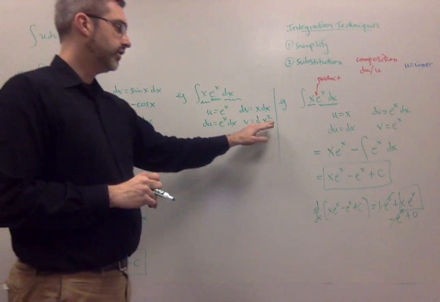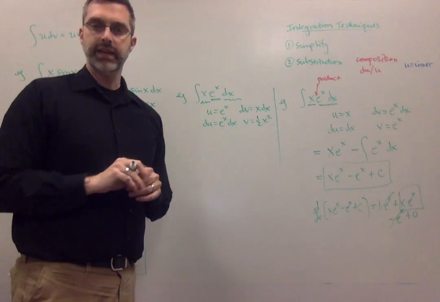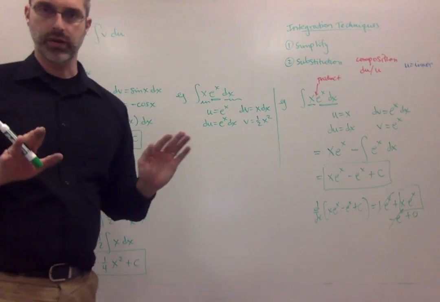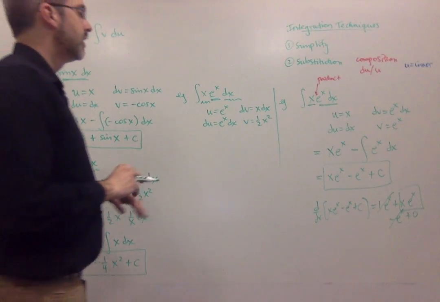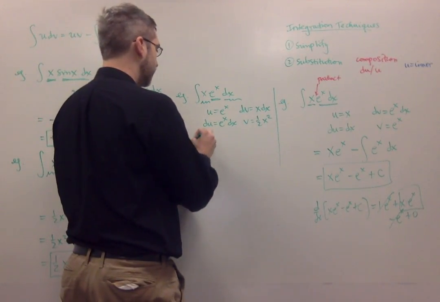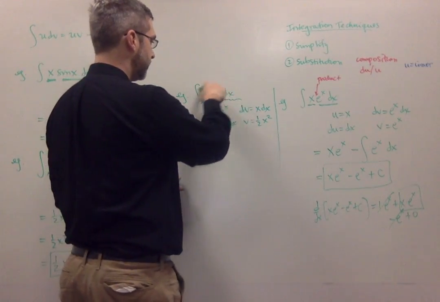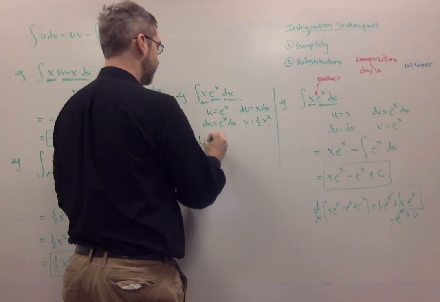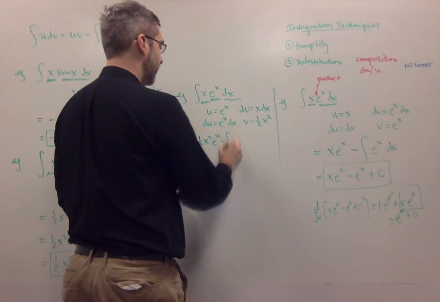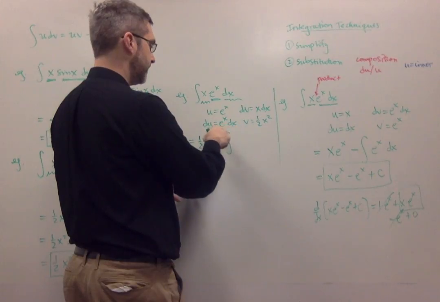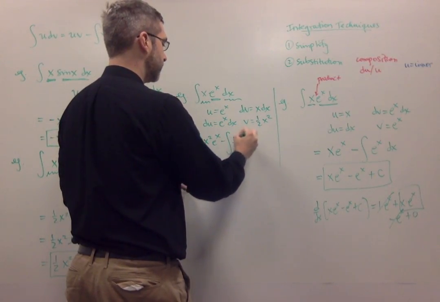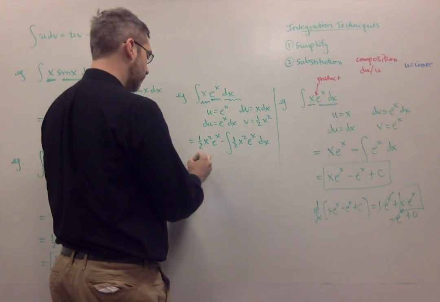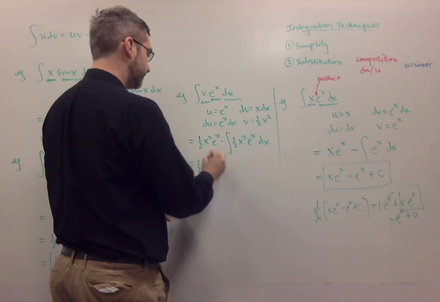One note that I don't think I made clear: you don't need a plus c here because you just need some antiderivative. We don't need the general one here. So according to my formula, this integral is going to be u times v, so it's going to be 1/2 x squared e to the x minus the integral of v du, so 1/2 x squared e to the x dx. Now I can pull that 1/2 out of the integral.